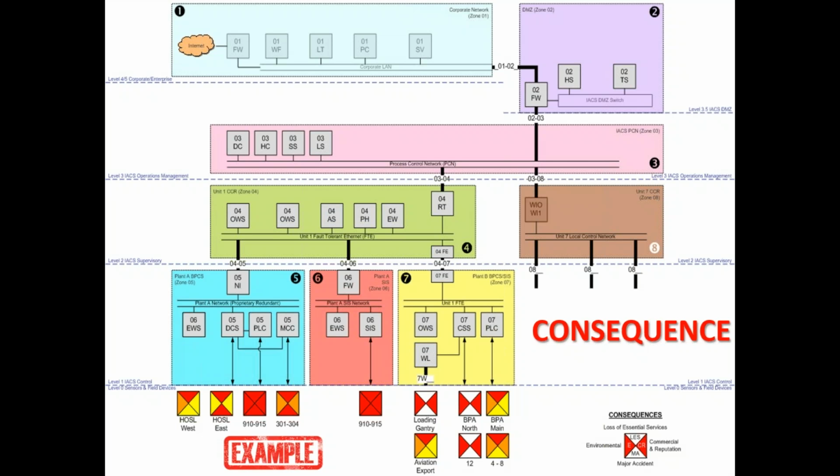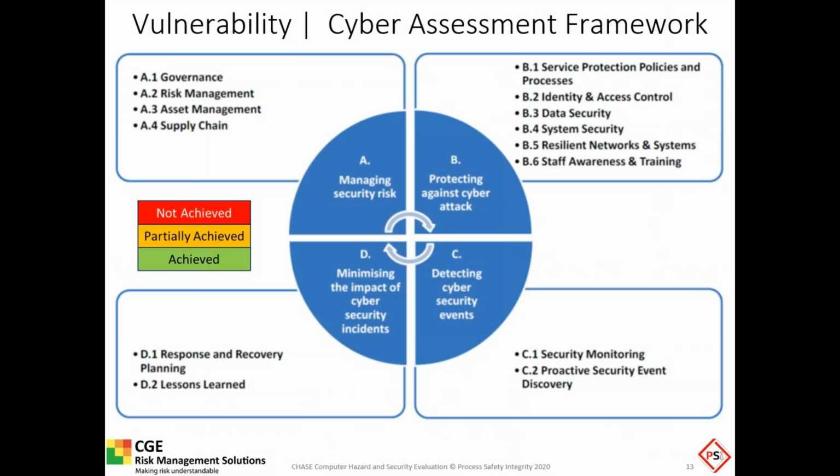So because of that uncertainty, what we've done is we've used the National Cybersecurity Centre Cyber Assessment Framework and categorized the vulnerability or the capability of your systems with these four major components. How well are you managing security? How robust is your protection? How reliable is your detection? And how do you recover and restore from an attack?